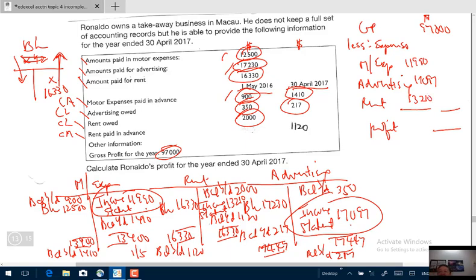13210. Got it? So now your gross profit as given was 97,000 less the total of these three expenses: 11990 for motor expenses, advertising 17097, and rental 13210 will add up to 42297. Therefore, gross profit less the expenses 42297 will give you 54703. And there you go. And this is your profit for the year.